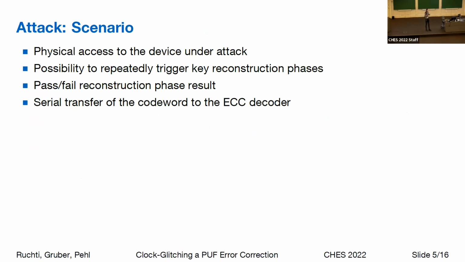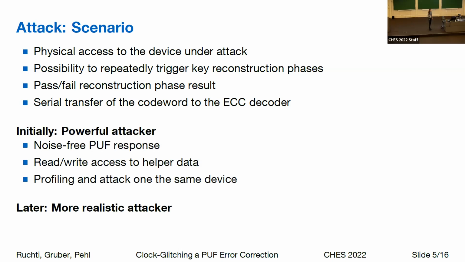Our attack scenario is that, of course, we have physical access to the device. We are going to insert clock glitches, which is not going to be possible otherwise. We want to repeatedly trigger such a reconstruction phase where we rederive the key from the PUF measurement, and then we need a pass-fail result if that derived the same key or not. Then we need a rather special assumption here. We need a serial data transfer of the codeword to the decoder. That might seem a bit odd, but in the PUF context, you are quite often limited in space, and a space-optimized decoder is quite often a serial implementation. So we have that assumption naturally.